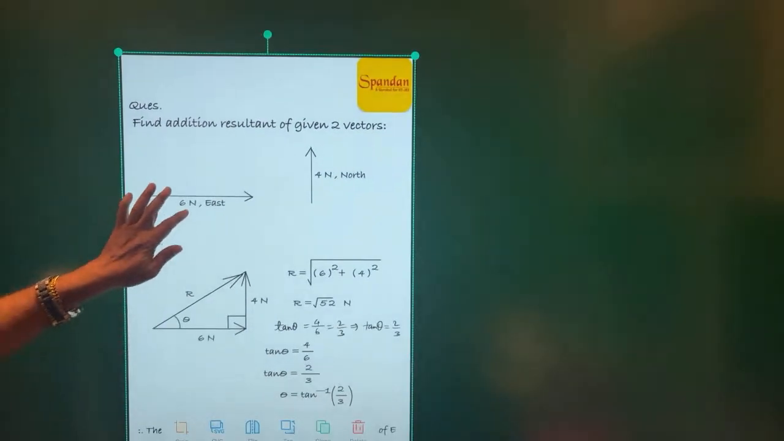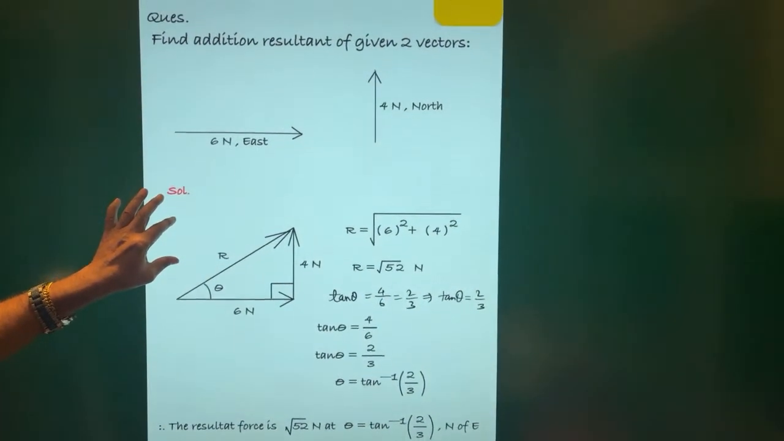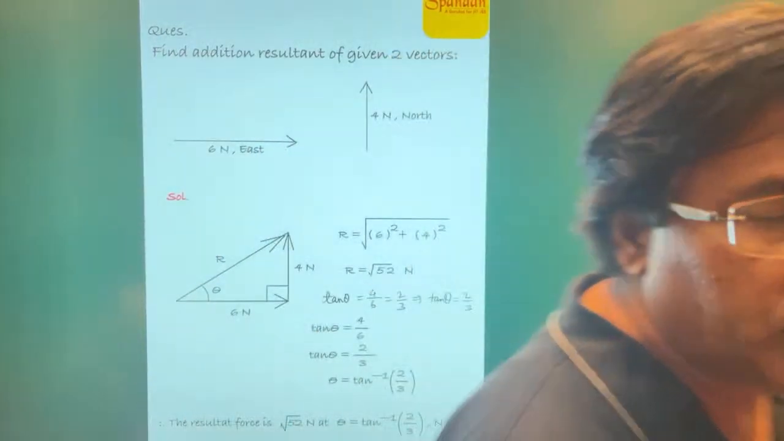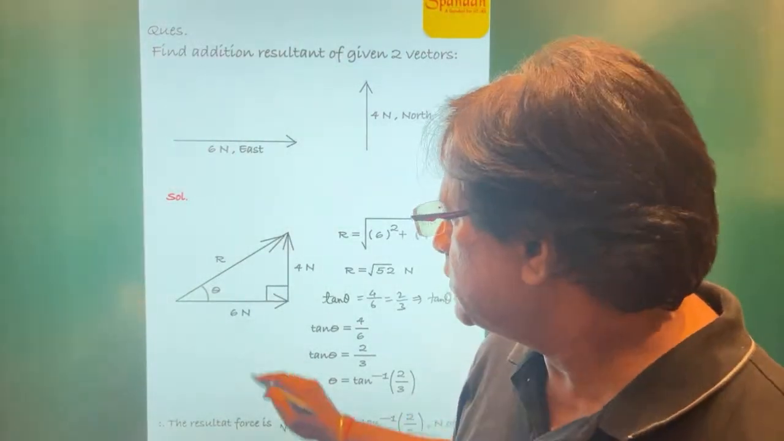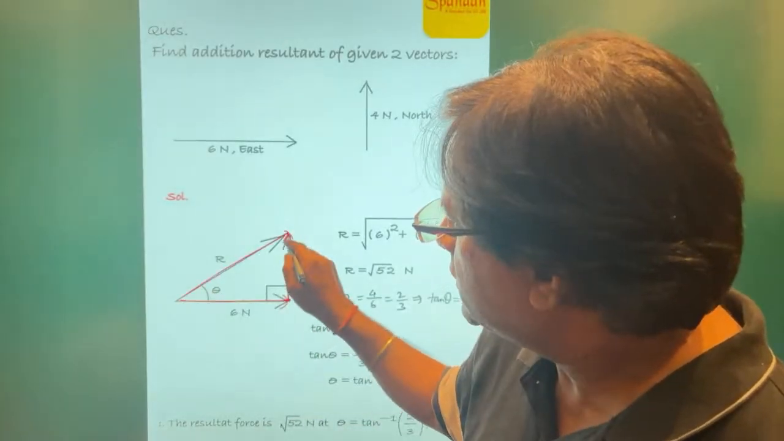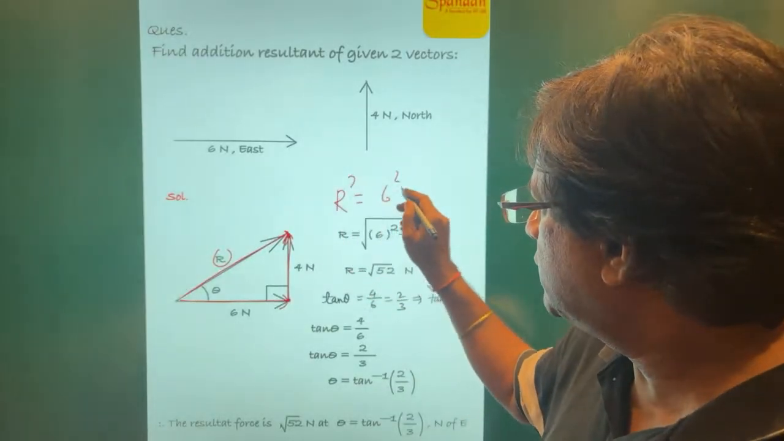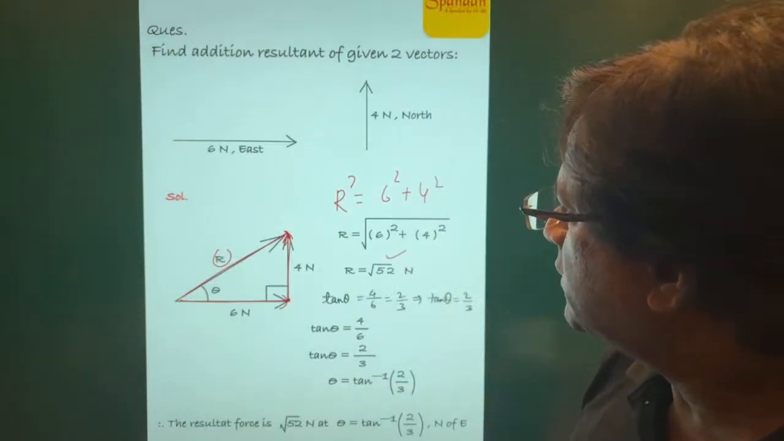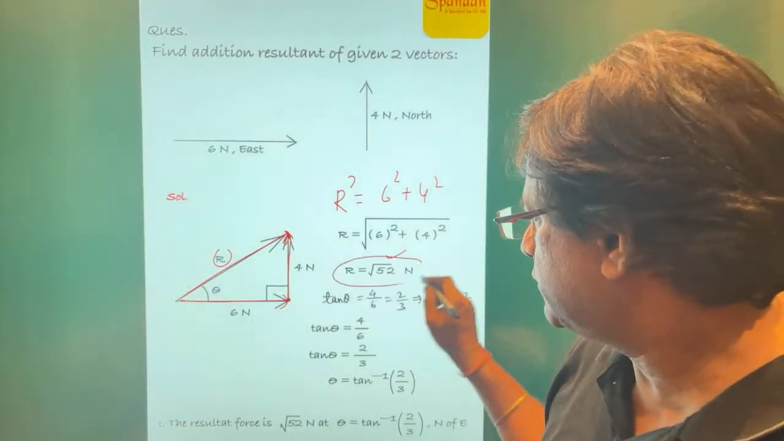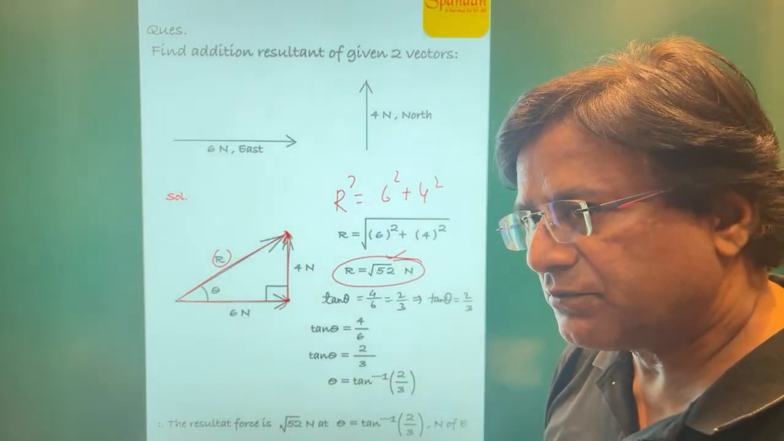First of all we will complete a triangle. For this triangle we are using 6 Newton towards east and then 4 Newton towards north, and this third side is the addition resultant R. We will use Pythagoras theorem. So R square equals 6 square plus 4 square, and from here R is the under root of this. So 36 plus 16, under root of 52. So square root of 52 Newton is the addition resultant magnitude, right?